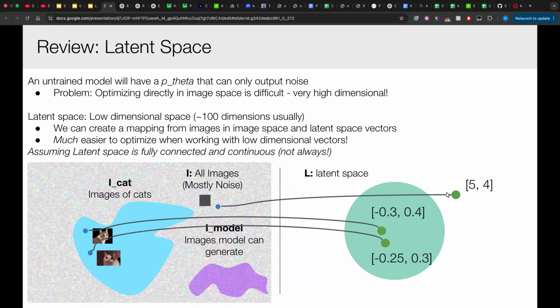The function that lets us do that is oftentimes a neural network, right? And because neural networks aren't always perfect, we theoretically can assume it's like a bijection. We can go from one to another and back without any loss per se. But that's a fairly big assumption. Oftentimes it's not a perfect bijection.